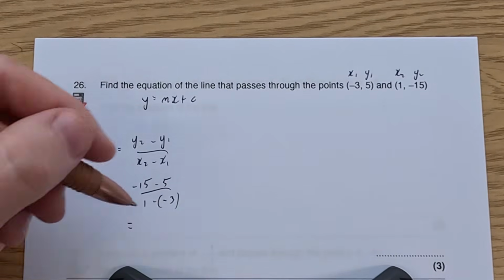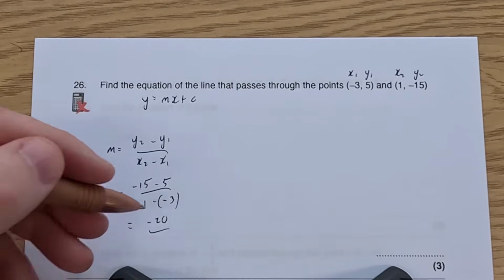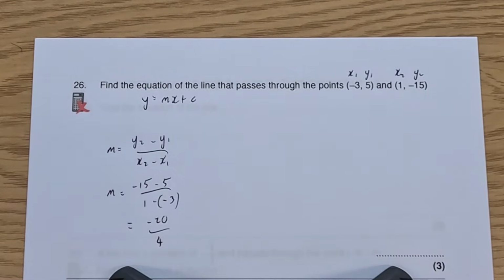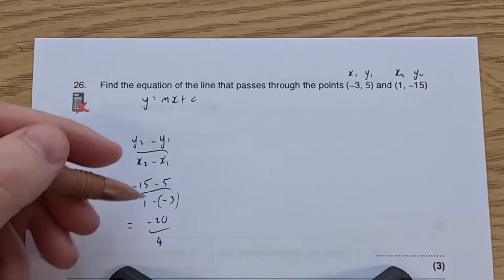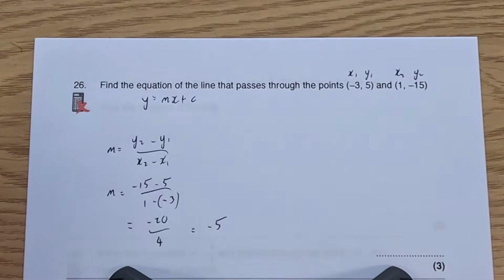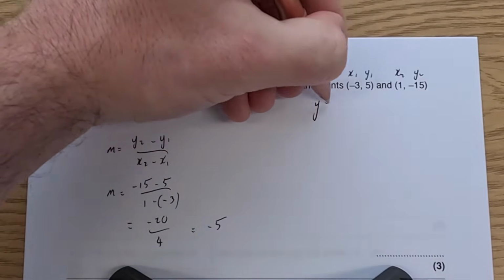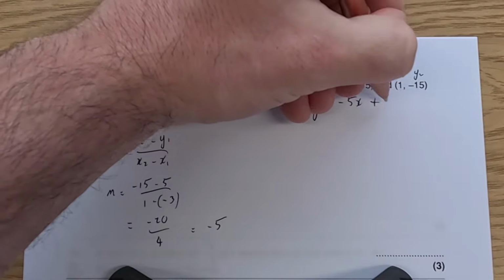Minus 15 minus 5 would be minus 20, divided by 1 minus minus 3 would be 4. So we've got minus 20 divided by 4. And minus 20 divided by 4 will be equal to minus 5. So it means the gradient of the line passing through these points would be negative 5. Okay, so we now know the gradient of the line, it's negative 5. We've got y equals minus 5x plus c.